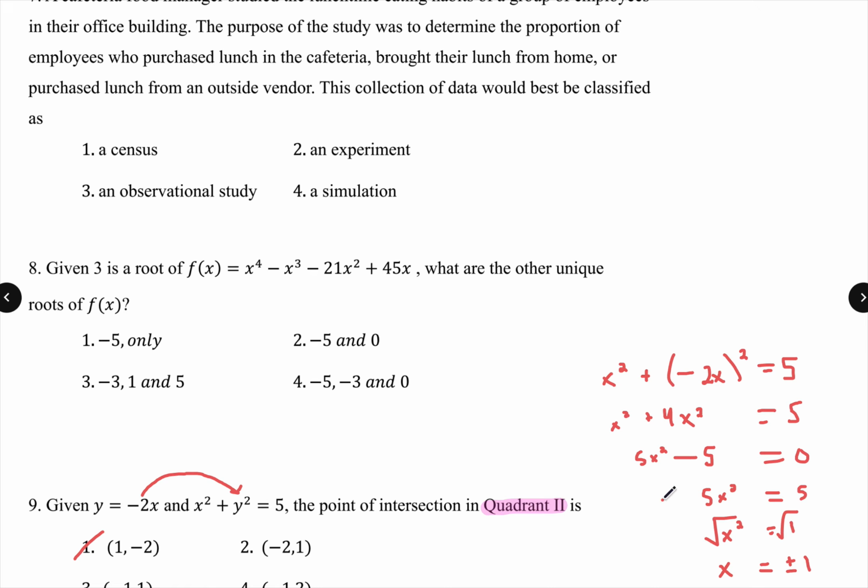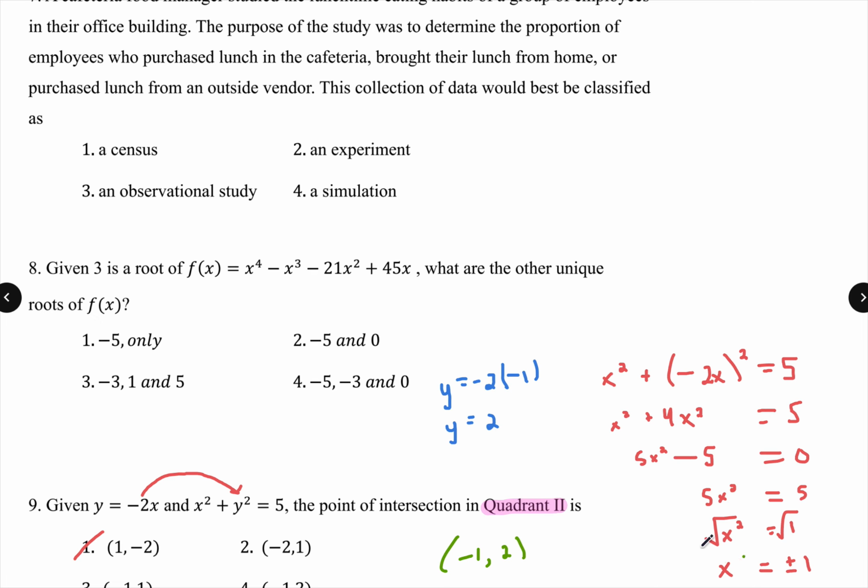Let me take the -1 and put it into the first equation it gave me. So I'm going to say y equals -2 times -1. What does y equal? +2. What does that mean? That means my coordinate point for at least one of the intersections would be (-1, 2).